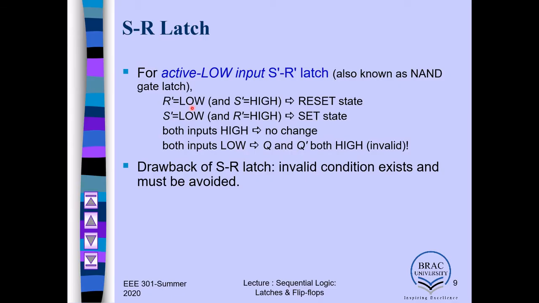And for the active low input SR latch, which is also known as the NAND gate latch, R prime low and S prime high is our reset state, S prime low and R prime high equals set state. If both inputs high, no change. Both inputs low, Q and Q prime both high, that means invalid state. The drawback of an SR latch is that there is an invalid condition which needs to be avoided.